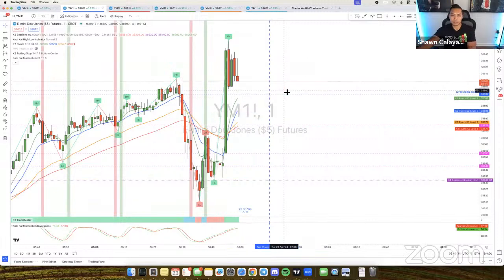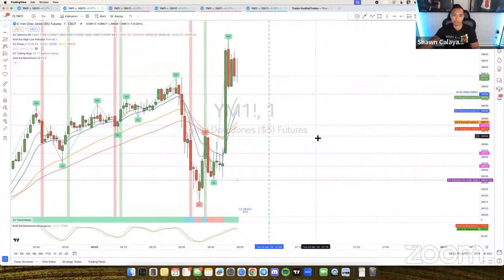The only problem here is that we're going to be going against news correction because the news correction is supposed to be to the downside. So I'm going to have to really analyze it before I take anything here, but I'll be looking. So we'll see here what comes up next.